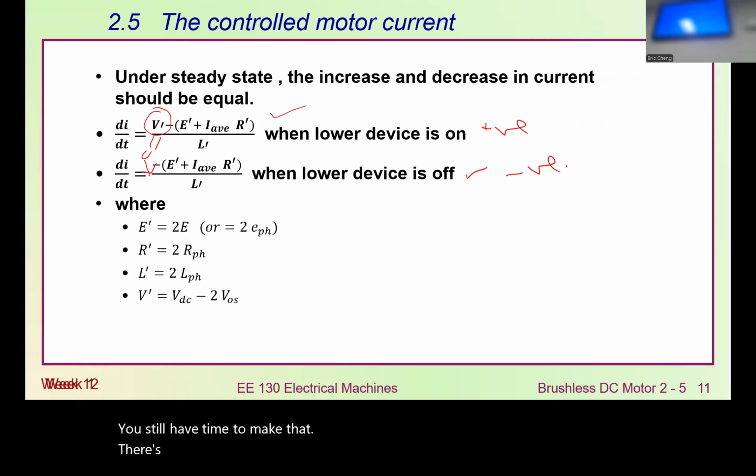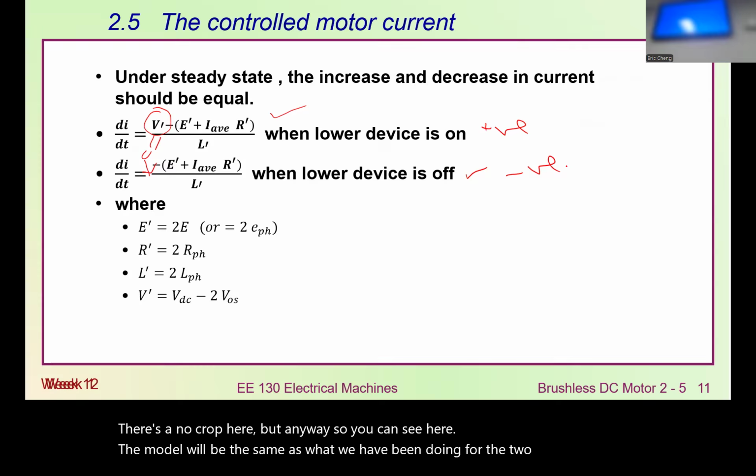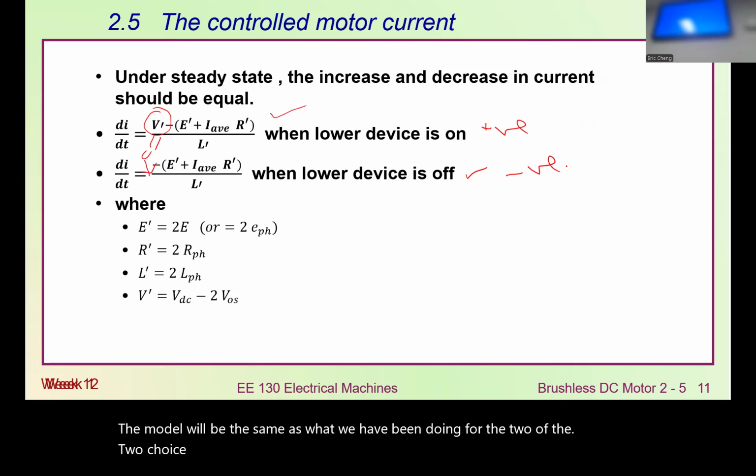But anyway, you can see here the model will be the same as what we have been doing. The E dash equals 2 times the back EMF, R dash equals 2 times the base, and so on. The inductor, full inductor here. The voltage drop is the DC input minus the 2 transistor voltage drop. So that we have our equation.